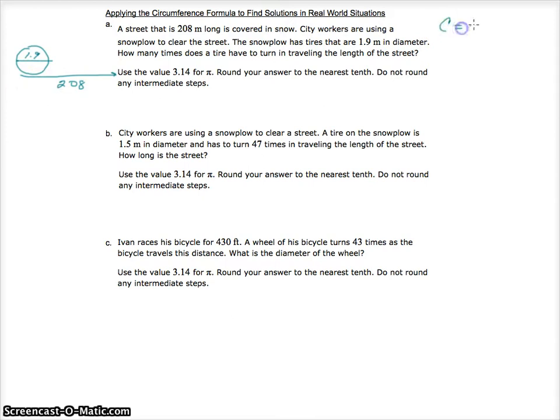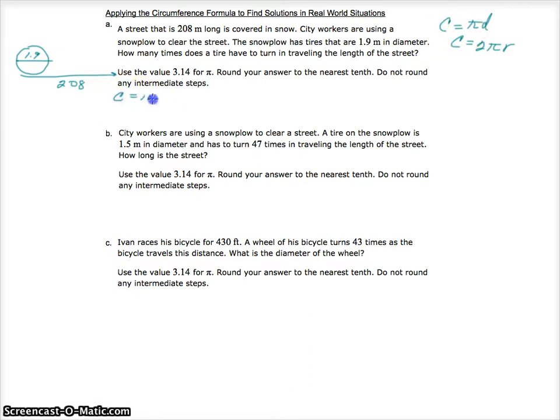So we need our circumference formula, and on this one we'll use pi d. Sometimes we'll also need 2 pi r, so we'll put circumference equals 2 pi r also, in case we're asked to find the radius, or in case we're given a radius. So it says that the street's 208 meters long. Before I can find the number of times that it travels, I need to find the circumference first. So I'm going to find my circumference.